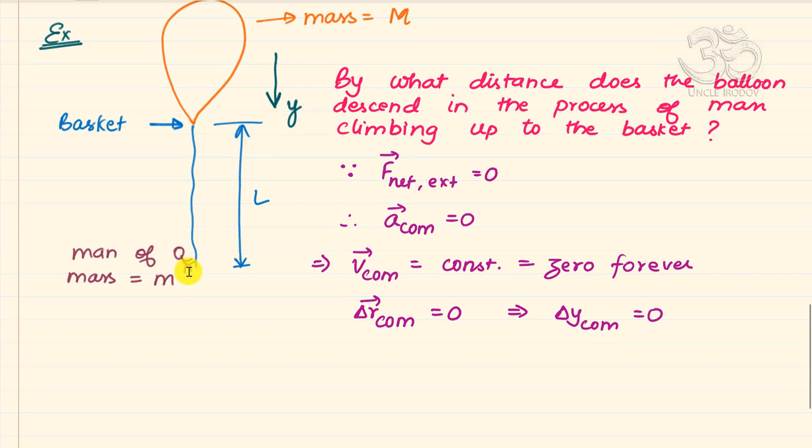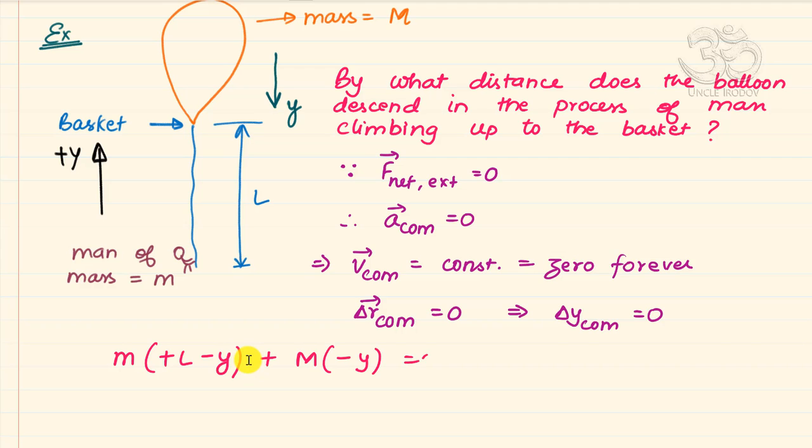Now what happens? If the man climbs up a distance L, his y coordinate increases. I am taking plus y in the upward direction, so let us say that the upward axis is the positive y axis. And the equation that we are going to get now is: mass of man times the displacement of man, plus L minus y, plus L because he climbs up, and minus y because the balloon itself goes down by a distance y. So by virtue of being associated with that system, he also goes down. And then you have mass of balloon times minus y, and all that will give you a 0.